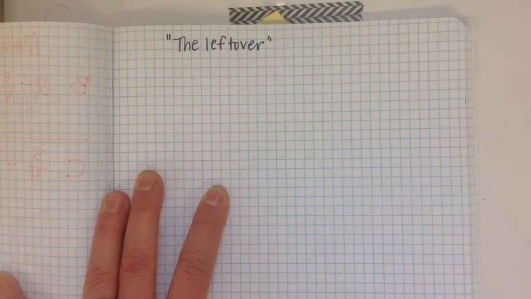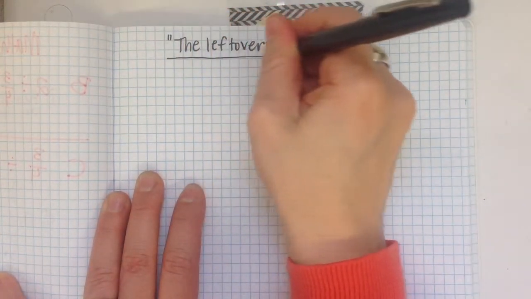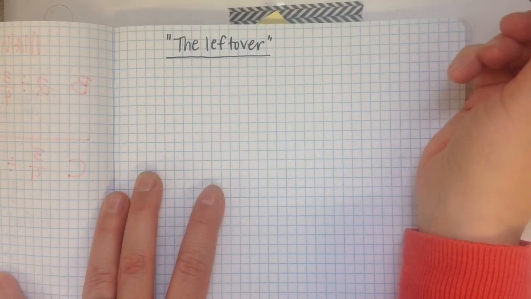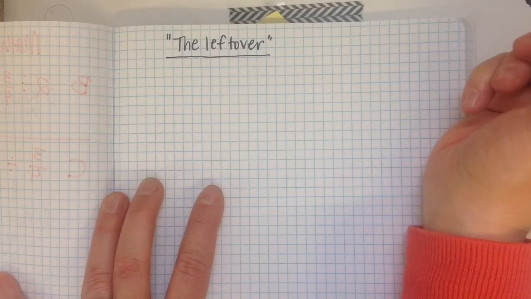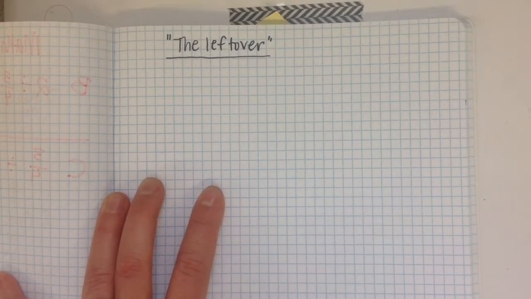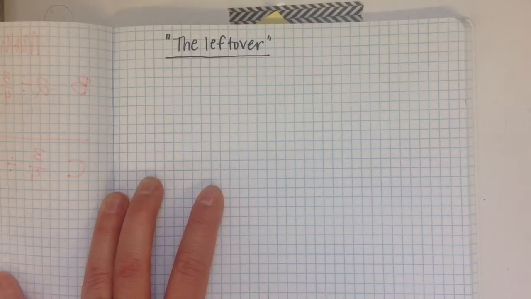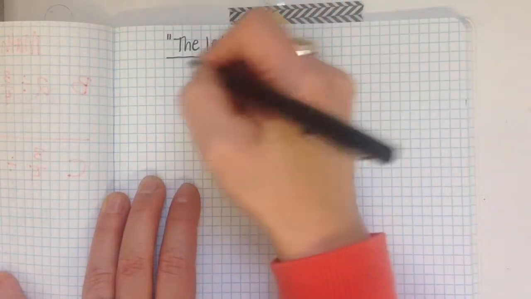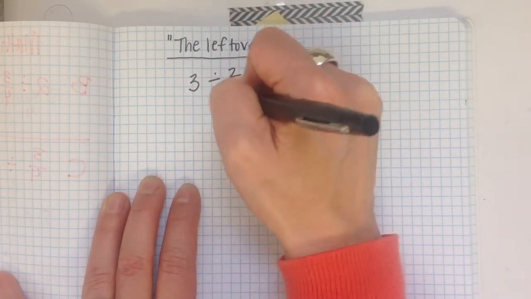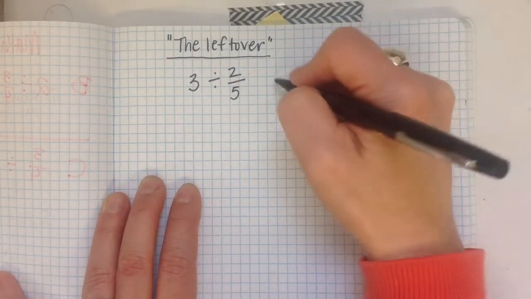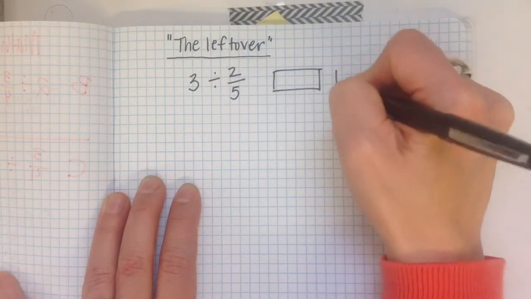Okay, so we don't have any notes in your journal about the leftover when we're doing models or when we're dividing with fractions, so it seemed like maybe some of you might appreciate a video or adding some of those notes. So if I had something like 3 divided by 2/5, I would draw the model first.